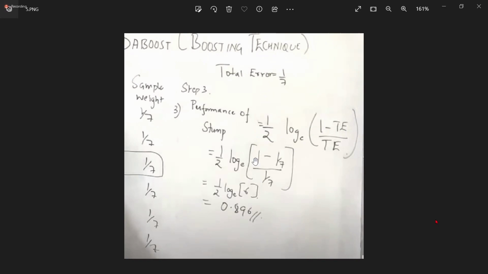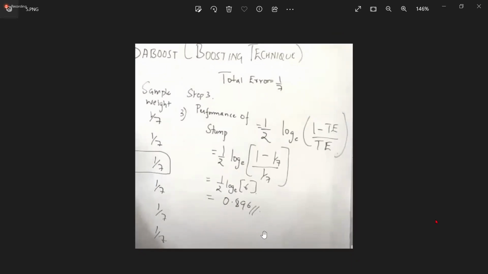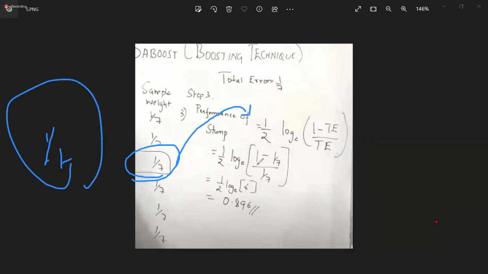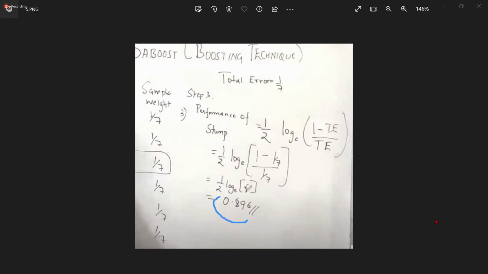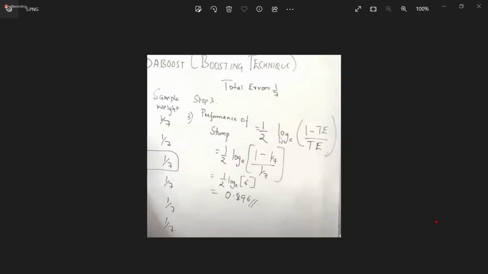So once we compute it, let's say the performance of the stump is 0.896. How many records do we have? 1, 2, 3, 4, 5, 6. Assume out of 6 records, 1 record is misclassified. Whatever records are misclassified, the next step is to compute the performance of the stump. What is the total error? Out of 7 records, if 1 record is misclassified, can I say 1/7? So that's why we calculate (1 - 1/7)/(1/7). What is the performance of the stump we get? 0.8, isn't it? Are you guys clear up to this?